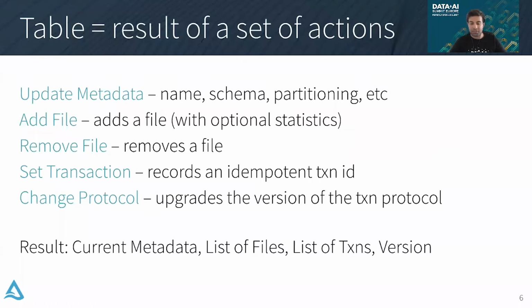So if you were to open up a JSON file, what would you find inside? Inside, you'll find a set of actions. And what these actions represent are changes that are being made to your table. So the first critical one is essentially the metadata, updating the metadata of your table. Within your metadata, you contain information such as the name of the table, the schema, the partitioning that you're using, and a lot more, like the table properties and such. If you were to change the schema of your table, you'll see an update metadata action being committed to your table as well. Then you have your add file actions.